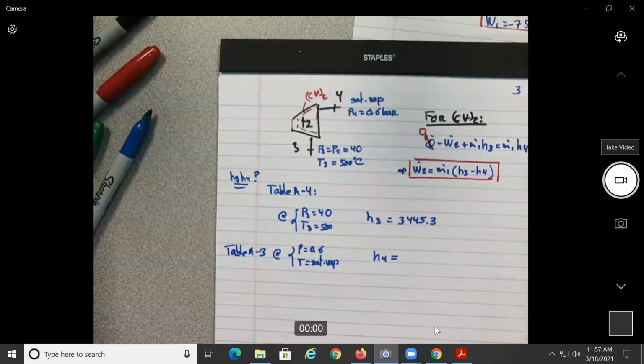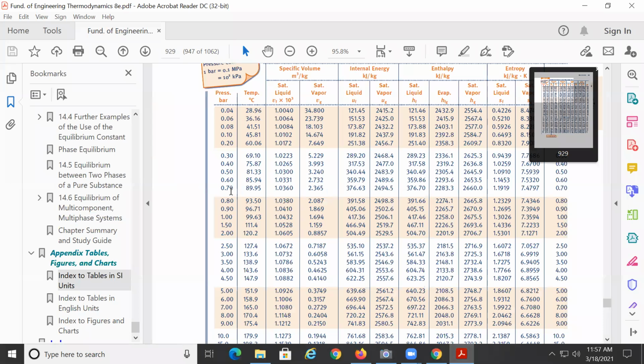At P equals 0.6, what do we have? We know the temperature, but we don't need it. It's 86.94. And we're looking for what? We know it's saturated vapor. We're looking for the h sub g, no? Which will be then 2,653.5.